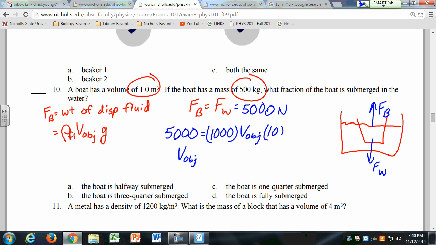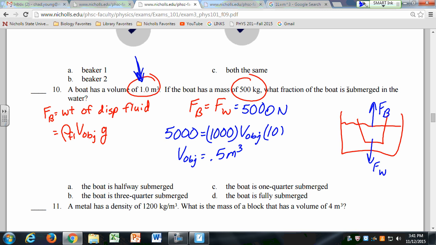So the volume of the object is 0.5. But look, I gave the volume up here, so what gives? Why didn't I just use this volume? Right, only half of the boat is submerged. So only half a cubic meter of the boat is submerged, even though it has a total volume of 1 cubic meter. Okay, so that's the answer to the question: it's only halfway submerged.